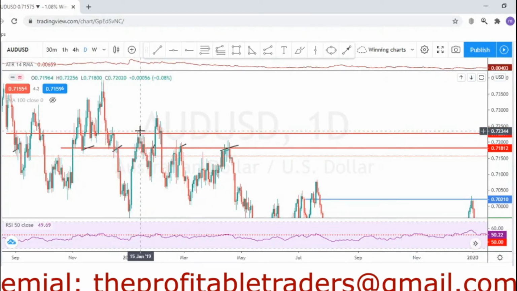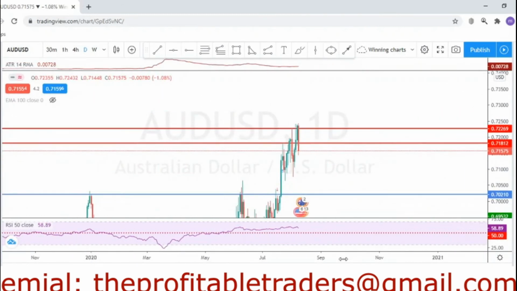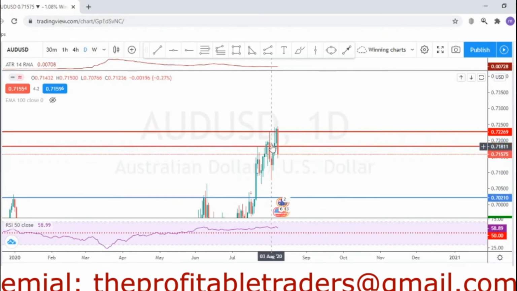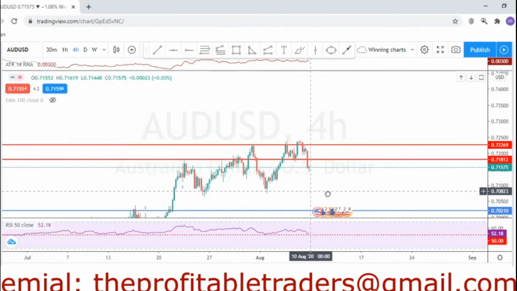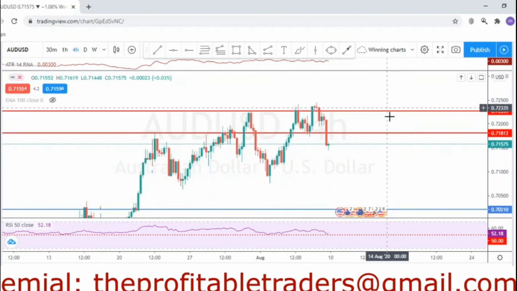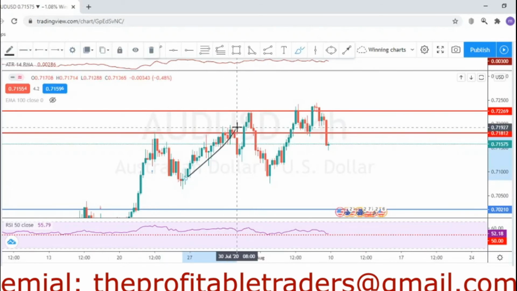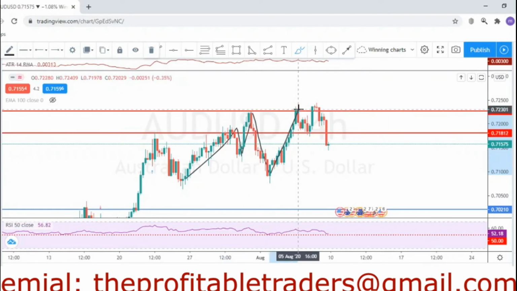And also here as resistance, support. So when this market came into this zone, it made a nice price action pattern, which is double top. So this market came here, got rejected, came to this level here, that zone, came here, got rejected, came here and got rejected here. So this is a double top.